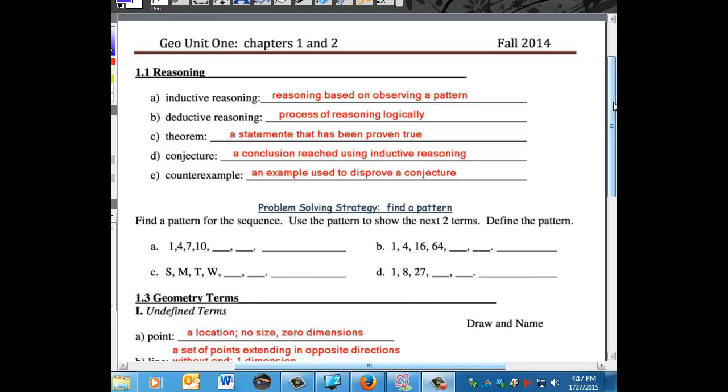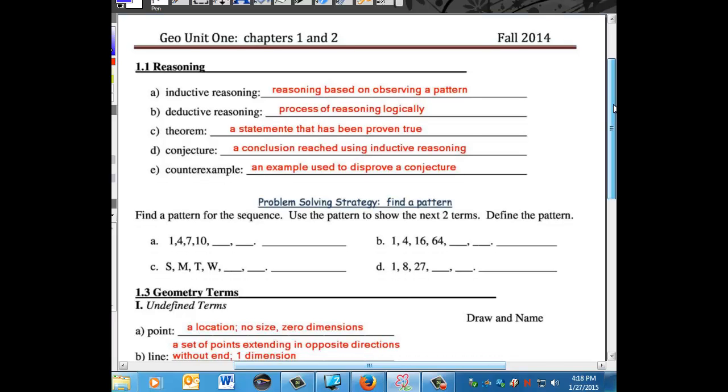Go ahead and hit the pause button, and if you need to write down the definitions in red, please do so now. Otherwise, I'm going to keep going.